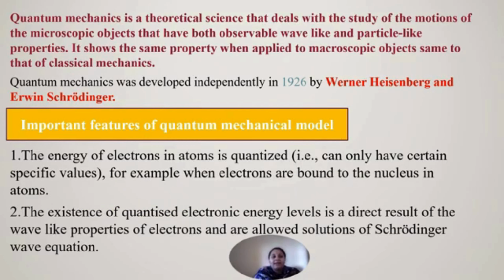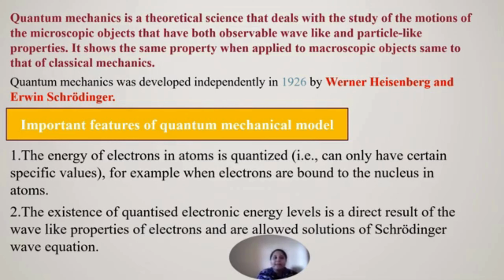So quantum mechanics is a theoretical science which deals with the study of the motions of microscopic objects, which have both observable wave-like and particle-like properties. It also shows the same property when applied to macroscopic objects, as in classical mechanics. So what happened?